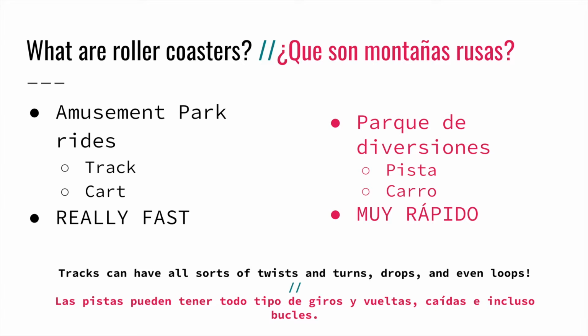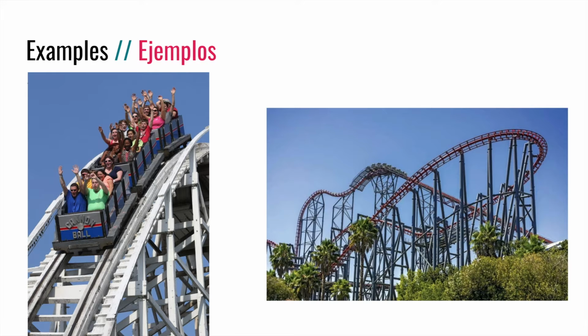So before we figure out how exactly roller coasters work, we need to figure out exactly what they are. Roller coasters are amusement park rides and they consist of a track and a cart, kind of like a train, and they go really, really fast. They have all sorts of twists and turns and drops, and as you can see here on the left, you can see the roller coaster cart and then the track, and then on the picture on the right, you can see all the twists and turns that they can have.